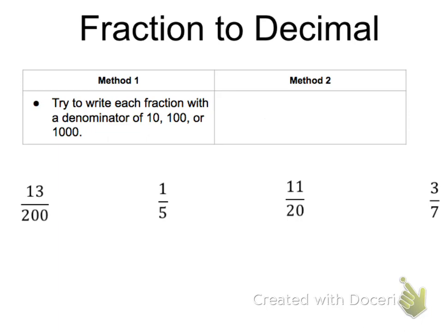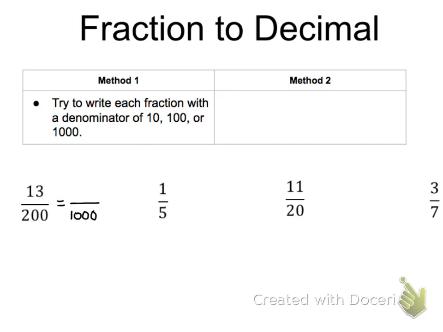So let's try thinking about method 1 and seeing if we can do that with any of our fractions down below. How can I rewrite 13 over 200 with a denominator of 10, 100, or 1,000? I can't do 10 very easily. If I wanted to do 100, I would have to divide everything by 2, and that would give me a decimal, so that's not very nice. What if I wanted to get to 1,000?